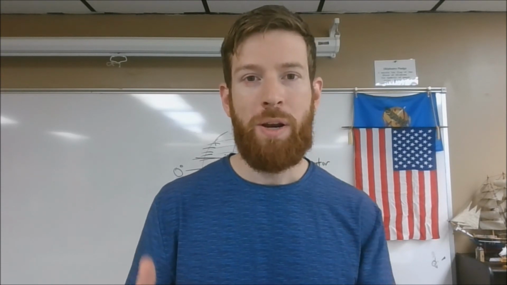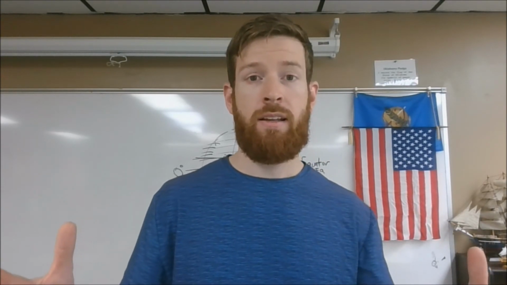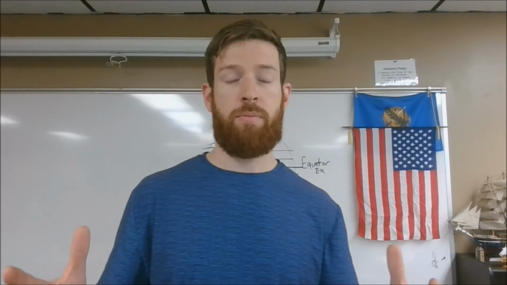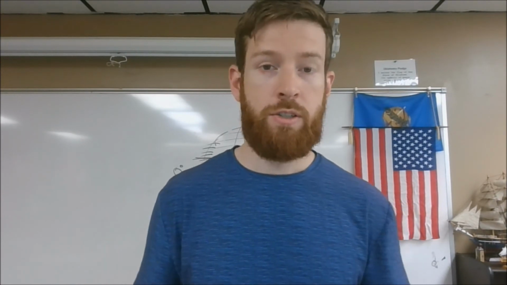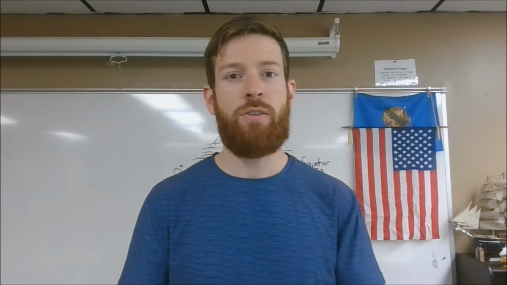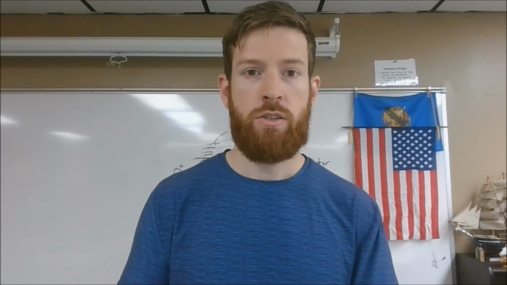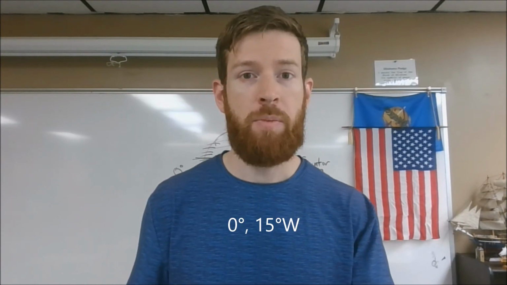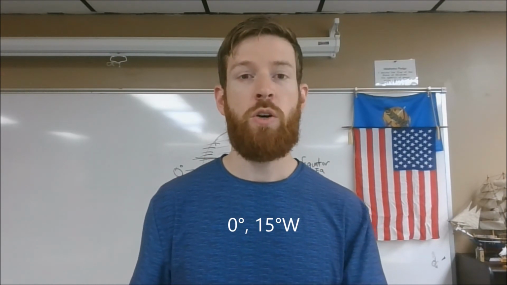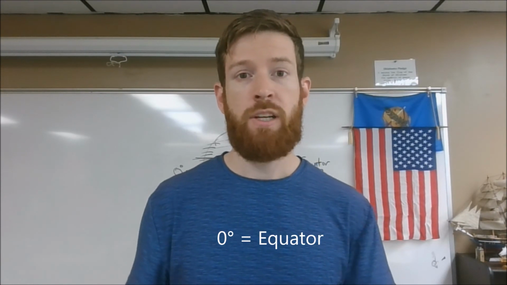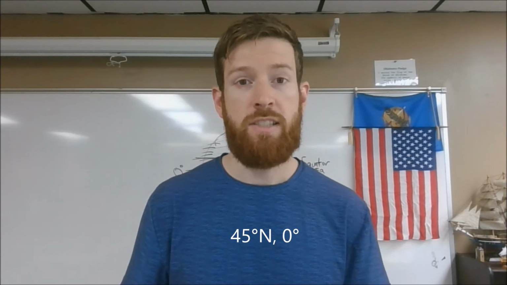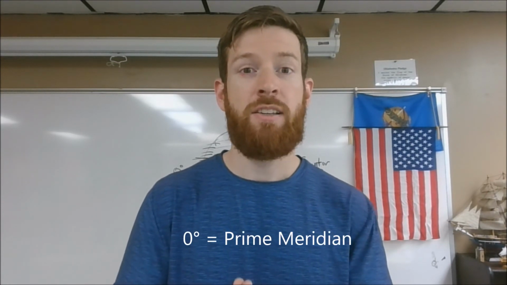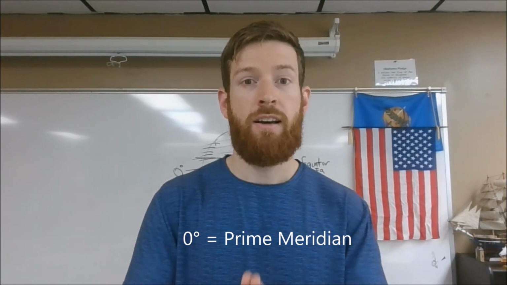Now, you might be wondering, well, what about the equator and the prime meridian? They don't have an E or an N next to them. They're just 0. So if I see the number 0, how do I know if it's the latitude or longitude lines? Well, the answer is the order that it comes in. Remember that the latitude line will always come first. So if you see 0 degrees, comma, 15 degrees west, then you know that the 0 is the equator. But if it's turned around, if you see, say, 45 degrees north, comma, 0 degrees, then you know that 0 is the prime meridian, or the center degree line of longitude.